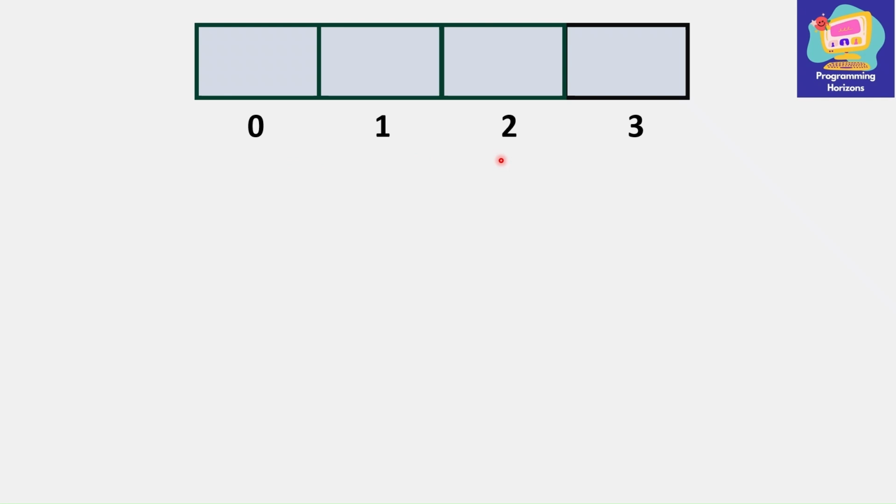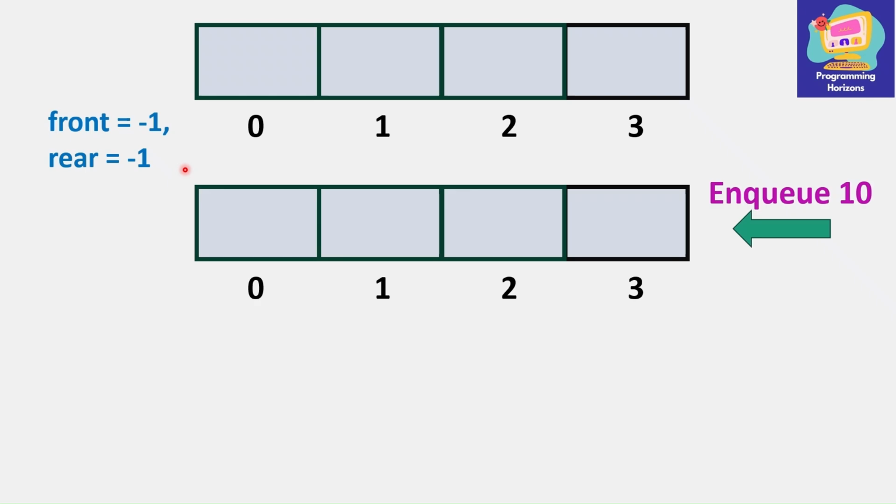Every queue maintains two pointers called front and rear. Front points to the index of the first element of the queue, whereas rear points to the index of the last element of the queue. So initially when the queue is empty, both front and rear have been set to -1, which indicates the null value. Now let's suppose that I want to insert value 10 into the queue.